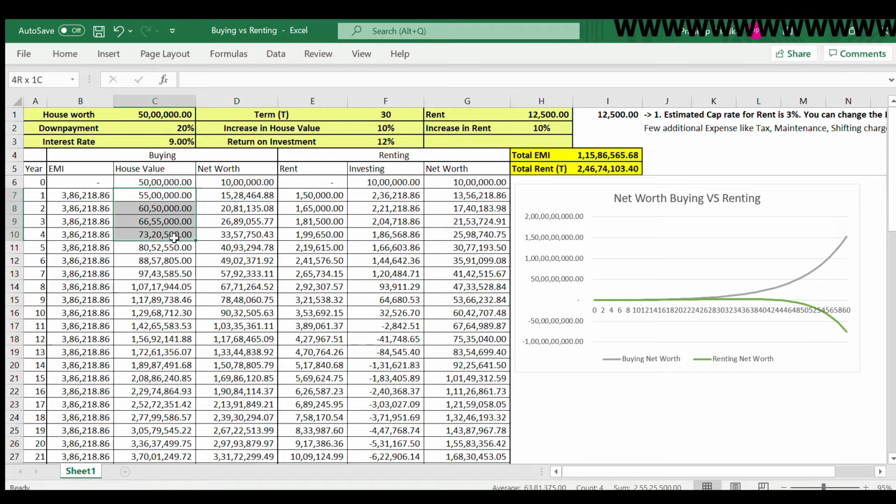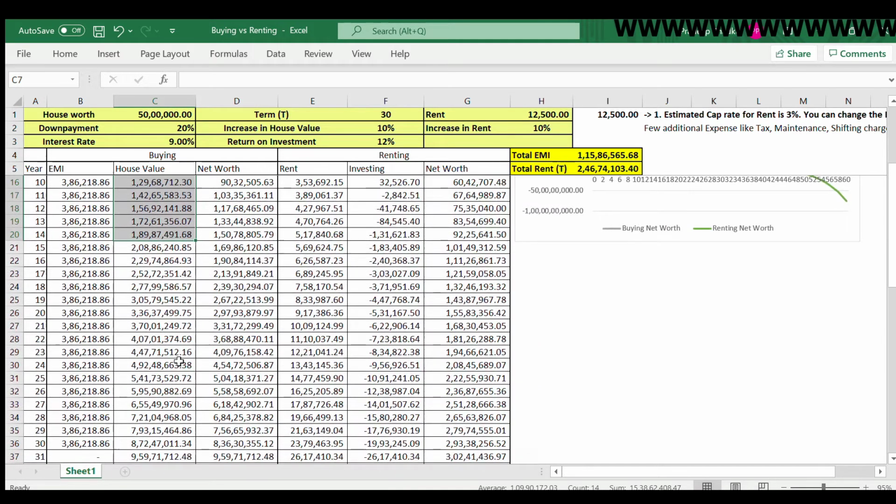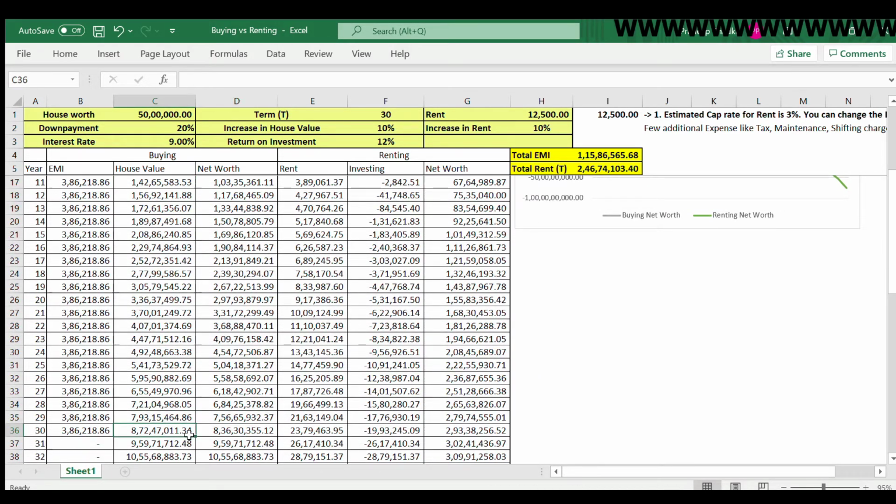So similarly, when you see over here, over the period of 30 years, the house value will keep on increasing, as well as your net worth, only with respect to the house. So this financial model does not consider your other external liabilities or assets. These are only considering the investment decision between buying and renting.